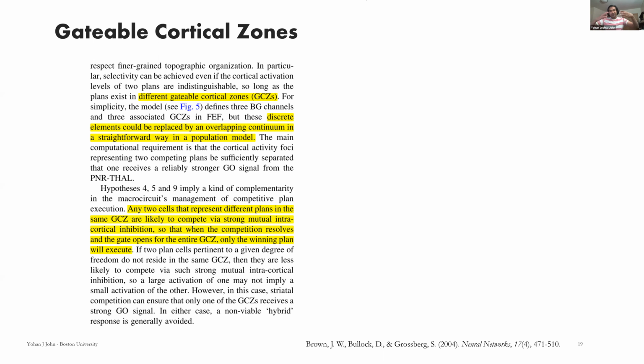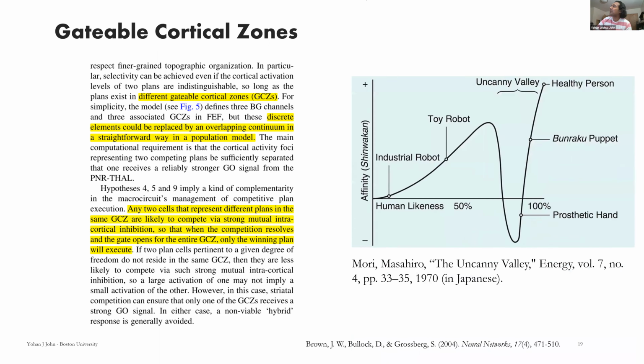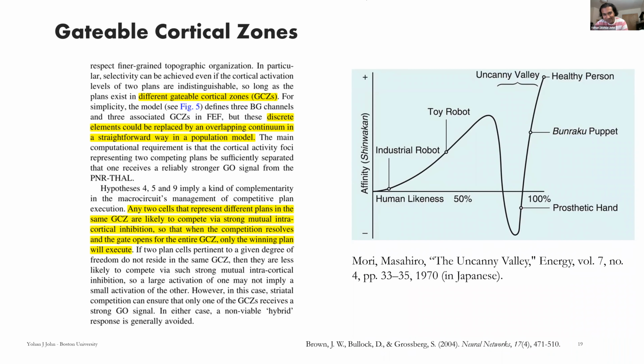So where you cannot rely on local cortical competition, the hope is that you've stepped out of that gateable cortical zone, and then you can use that sort of long-range competition. And what this reminded me of, for some reason, was the uncanny valley. So it's like certain sets of actions.